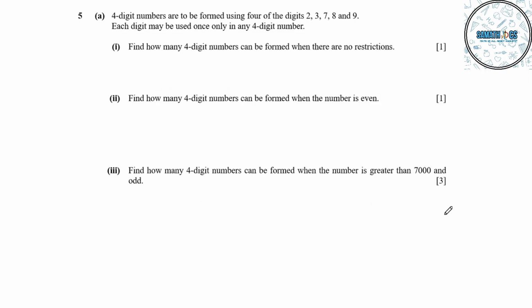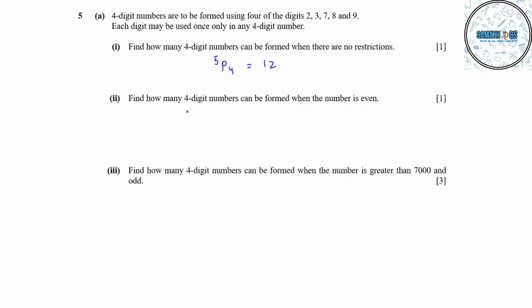4-digit numbers are to be formed using 4 of the digits 2, 3, 7, 8, and 9. Each digit may be used once only in any 4-digit number. Find how many 4-digit numbers can be formed when there are no restrictions. As we have to form a 4-digit number out of 5 numbers, we can simply use 5P4, which is equal to 120.